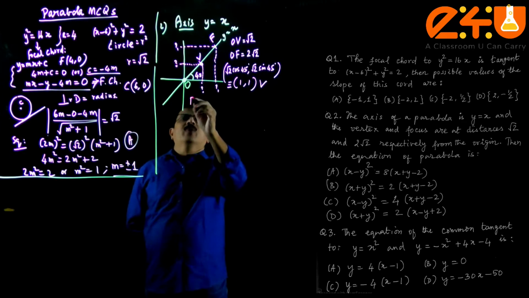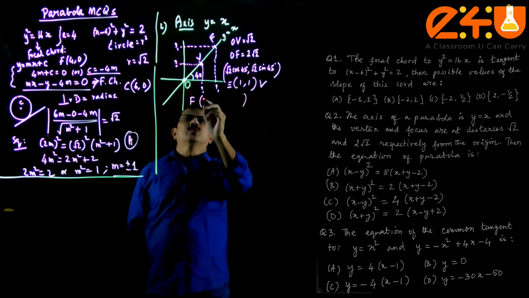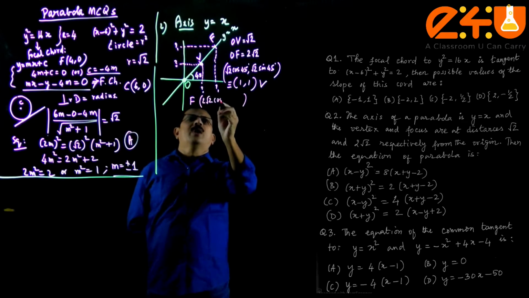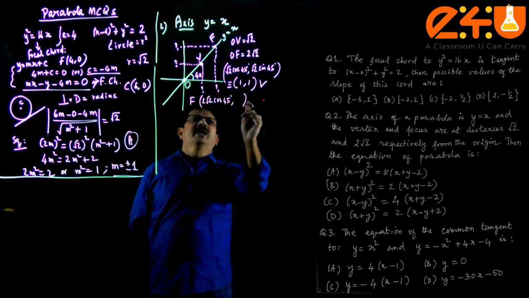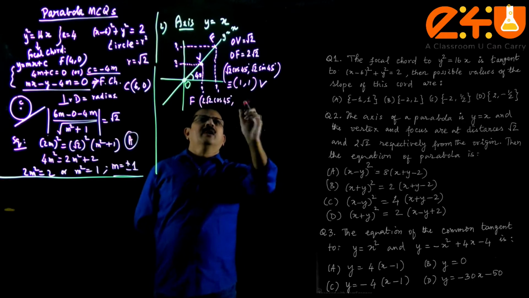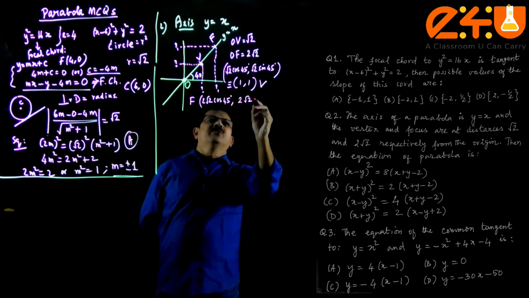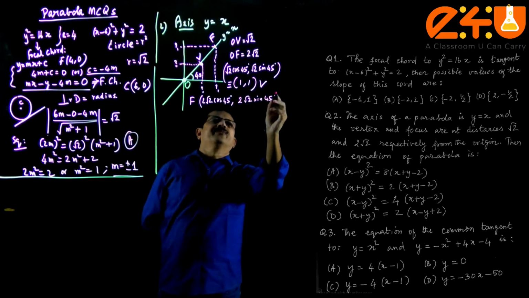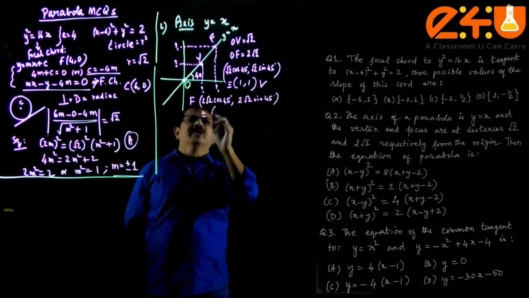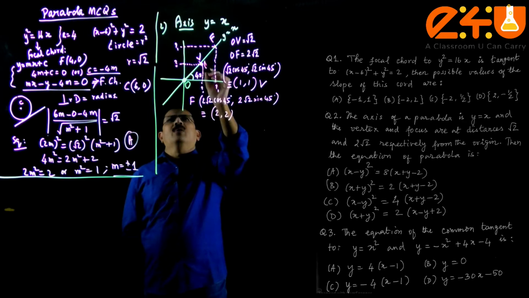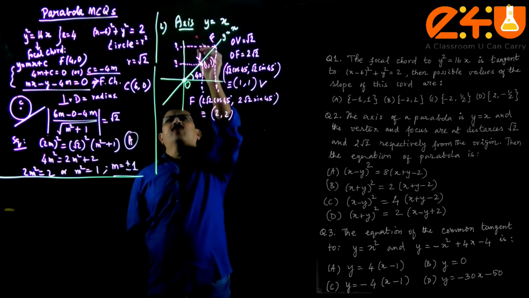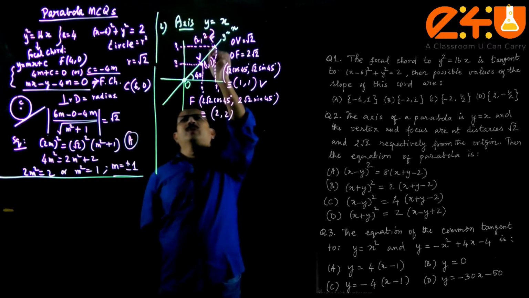Similarly, I hope the focus also can be worked out very easily. So it is 2 root 2 cos 45 degrees, 2 root 2 sin 45 degrees. So it is very easily 2 comma 2. So vertex I got 1 comma 1, focus I got 2 comma 2.